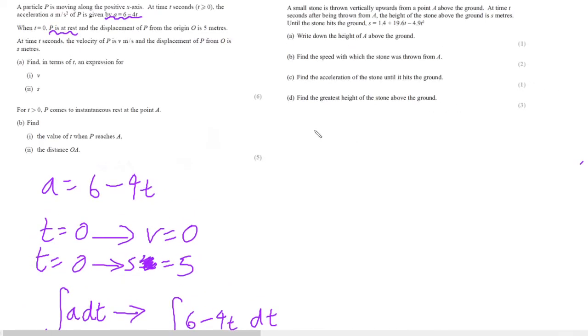For t greater than 0, P comes to instantaneous rest at the point A.